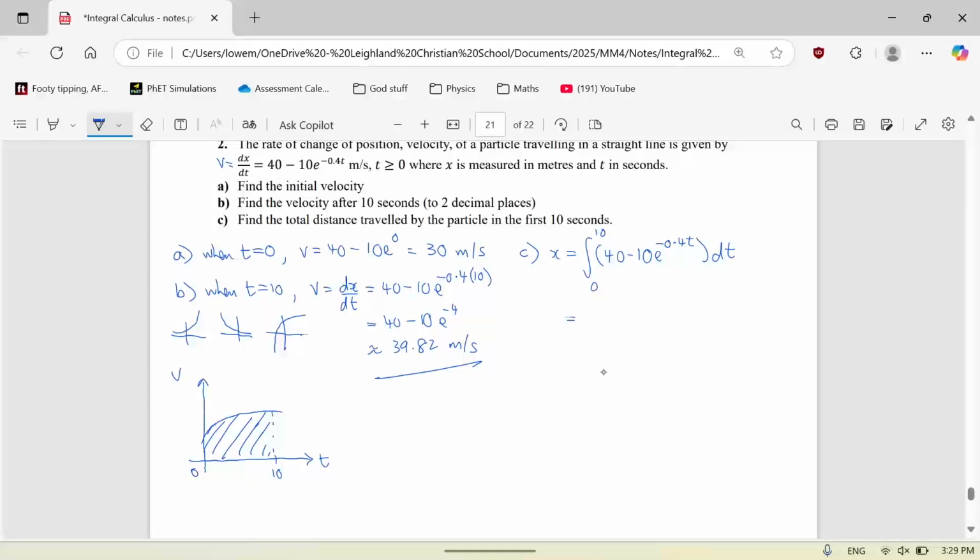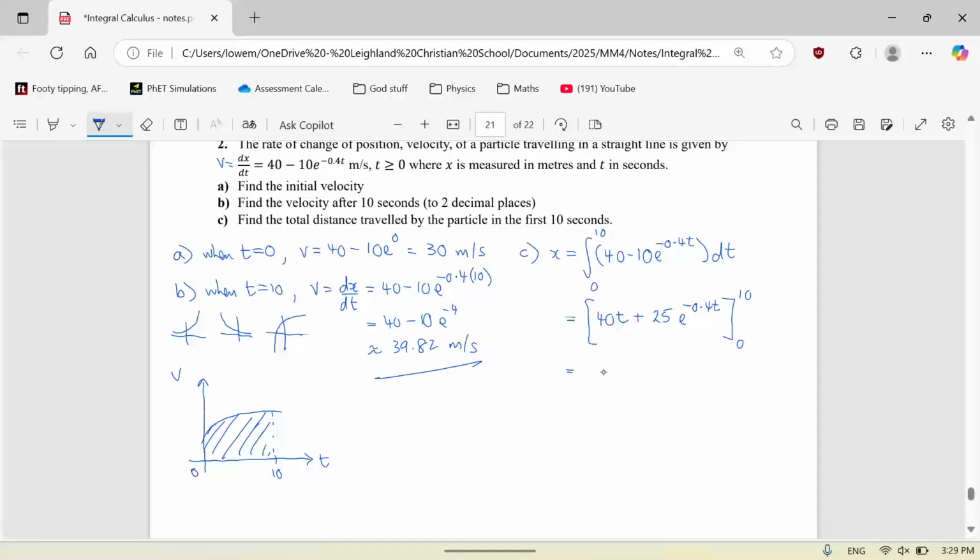Okay, so then that's going to be 40t plus 10 divided by 0.4, which is going to give us 25e to the negative 0.4t. And we'll need to substitute 10 and 0.